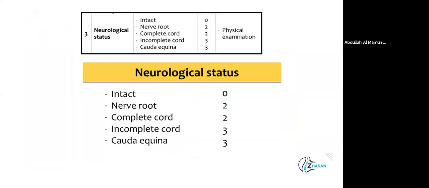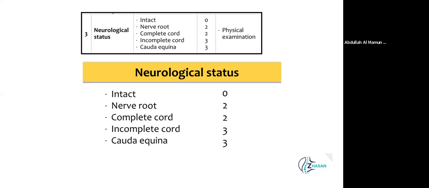Now the last is neurological status. When there is no neurology, it is intact, so it is 0. If there is any nerve root injury, the point is 2. Then complete cord injury is 2. Incomplete cord injury is 3, and cauda equina is 3. You can ask me why there is 2 and 3; that is for later. Nerve root injury is 2 and complete injury is 2, both equal. Incomplete injury is more, and cauda equina is more because they are the more severe injuries.